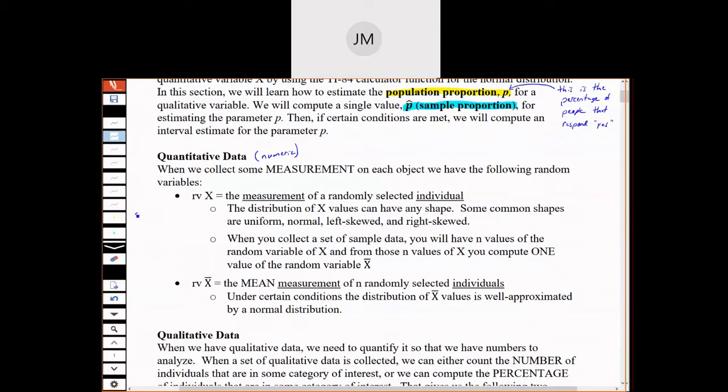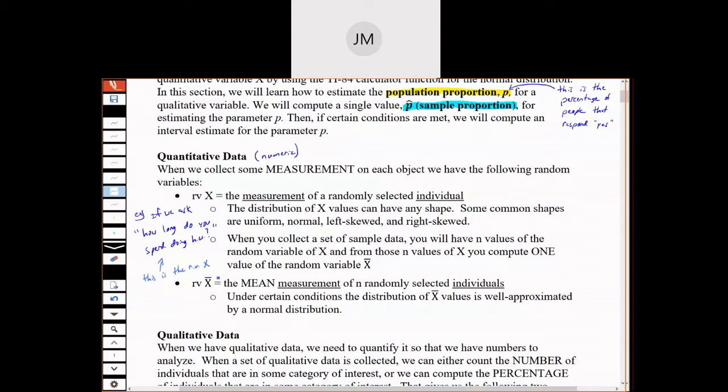So, for example, if we ask how long do you spend doing homework, then that is the random variable. x would just be how many minutes you spend doing homework.